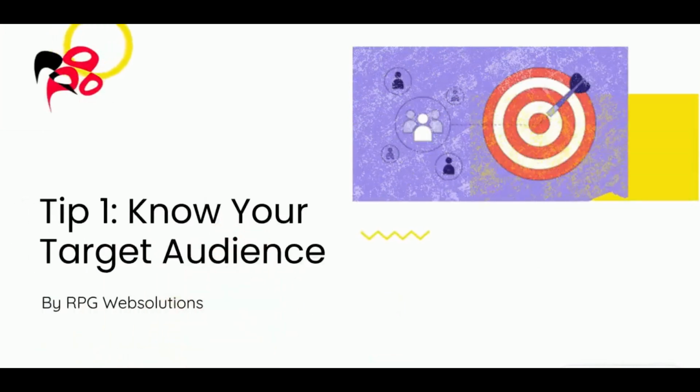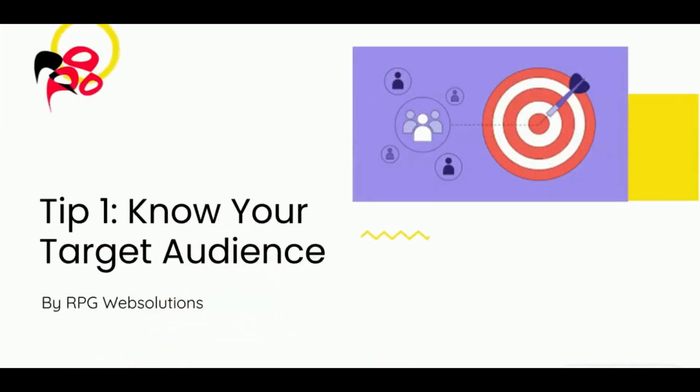Tip 1. Know your target audience. The first tip for effective audience targeting is to know your target audience. Before you start creating your PPC campaign, you need to research and understand who your audience is. You can use tools like Google Analytics, customer surveys, and social media insights to gain insights into your audience's demographics, interests, and behaviors. Once you have this information, you can tailor your PPC campaigns to reach the right people.